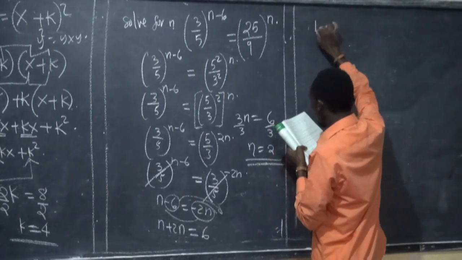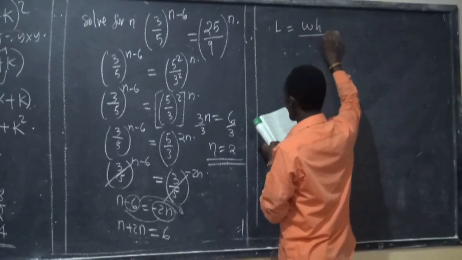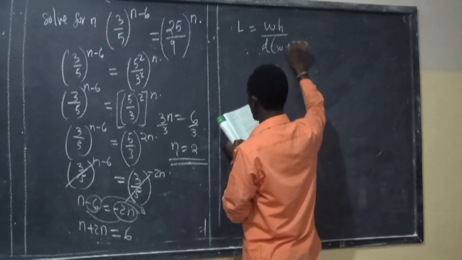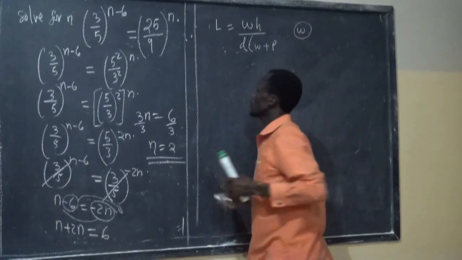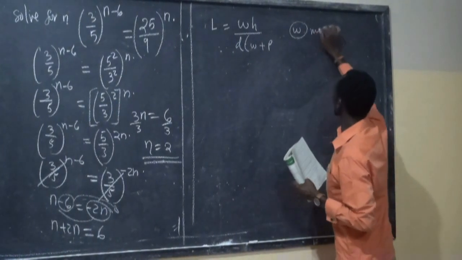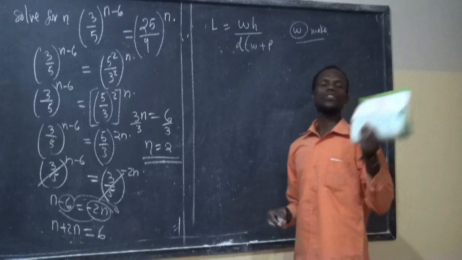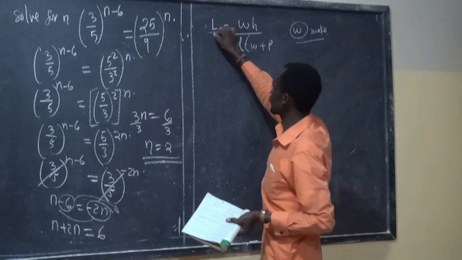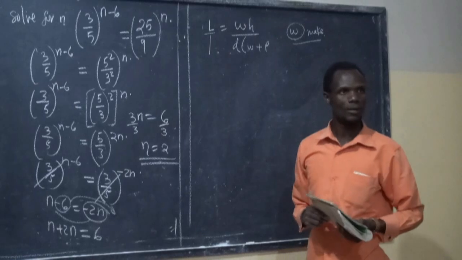We've been given n is equal now to wh over d in bracket w plus p. Make w the subject. You make what? Make w the what? The subject. This was very simple. It was all about put over 1, then you close something called multiple.